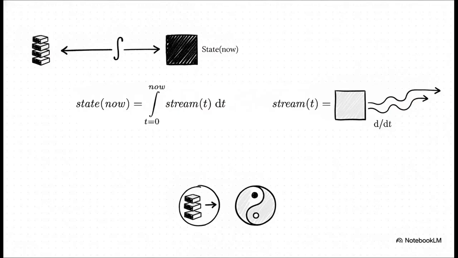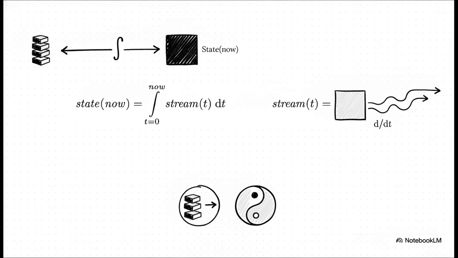There is a really beautiful mathematical duality at play here. When you think about it, your current database state is simply the integral, the accumulation of all historical events over time. Conversely, a stream is the derivative of state. It represents the constant flow of changes. Mutable state and an append-only log of immutable events, they aren't opposed to each other at all. They are literally two sides of the exact same coin.